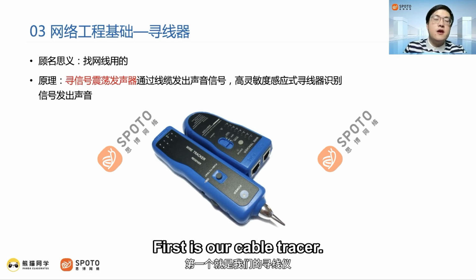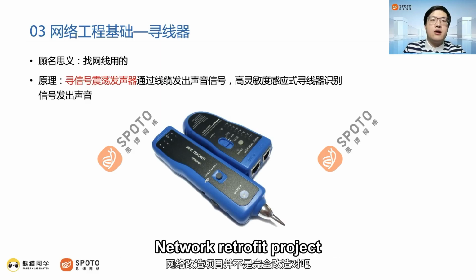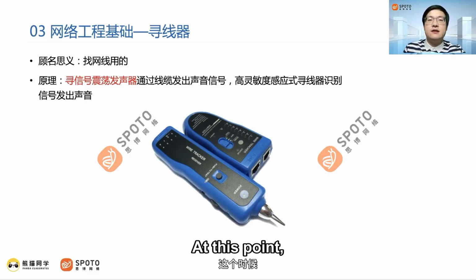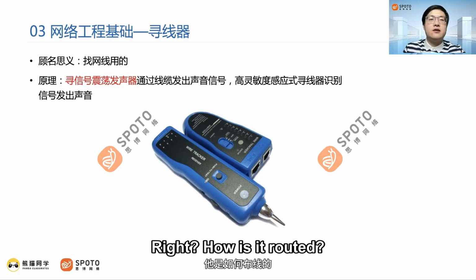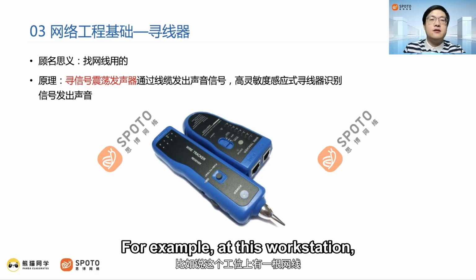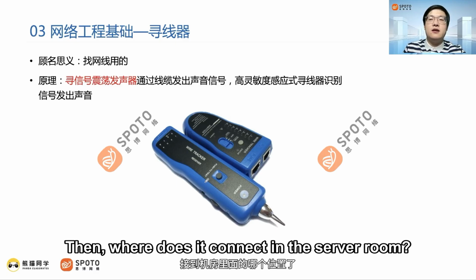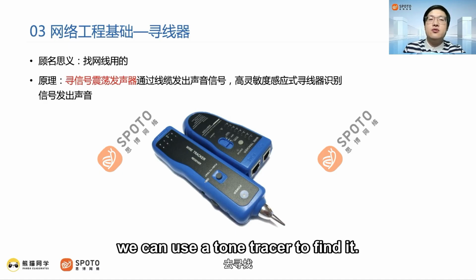First is our cable tracer. Especially for network retrofit projects. A network retrofit project is not a complete rebuild, it modifies at this point, and you probably need to find this network cable. Right? How is it routed? For example, at this workstation, where does it connect in the server room? At this point, we can use a tone tracer to find it.